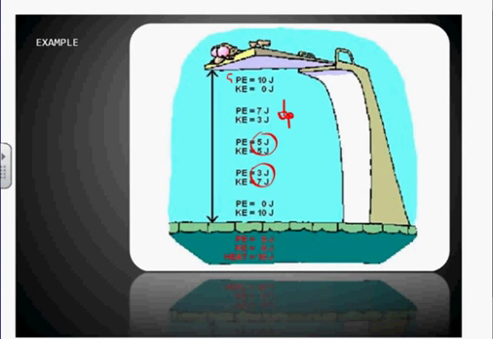Once he reaches the bottom, just before he hits the ground, he has maximum kinetic energy. But once he's hit the ground, kinetic energy is 0 joules, potential energy is 0 joules, but heat is 10 joules. Or you could even have some sound.